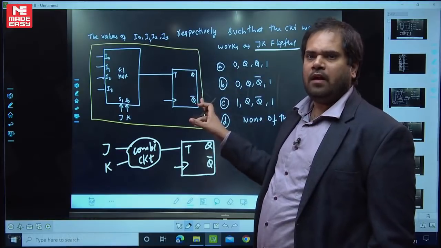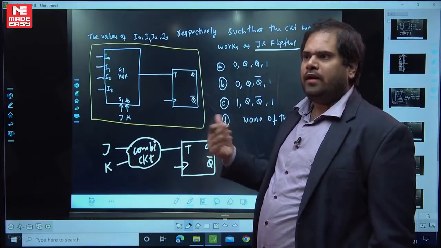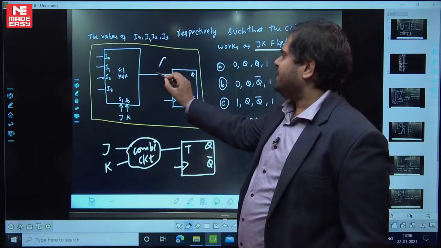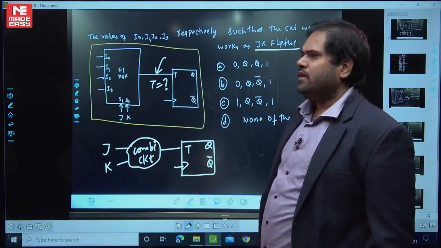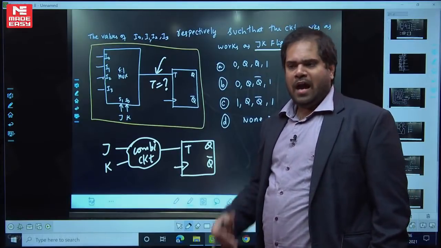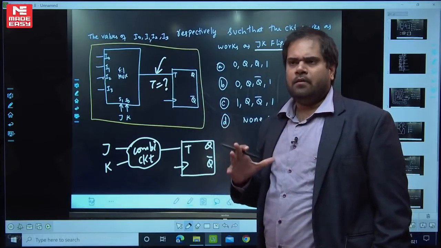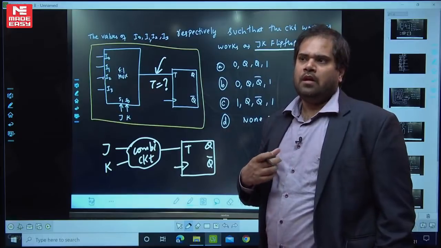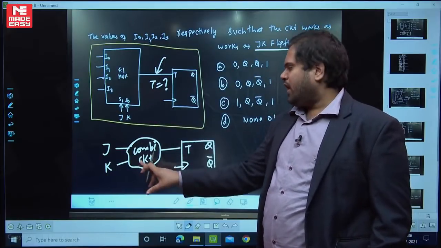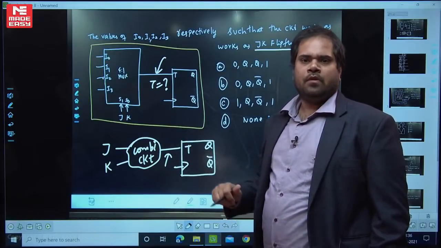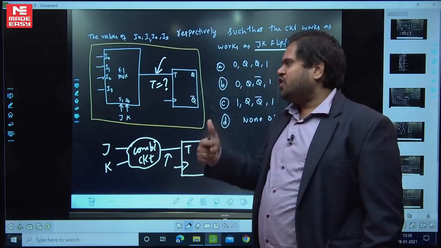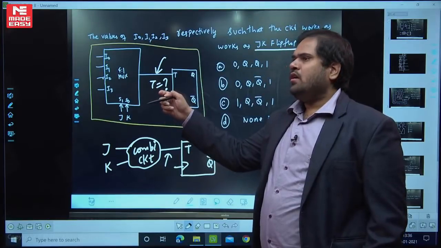I have a T flip-flop, and I want to make a JK. So how will I do it? We are connecting something to the T to make it a JK. Let's repeat again. I want a JK. I don't have a JK. I have a toggle T flip-flop. So something you connect here, so that the overall circuit will behave like a JK. Simple. Now what should be connected at T? Let's find the logic.